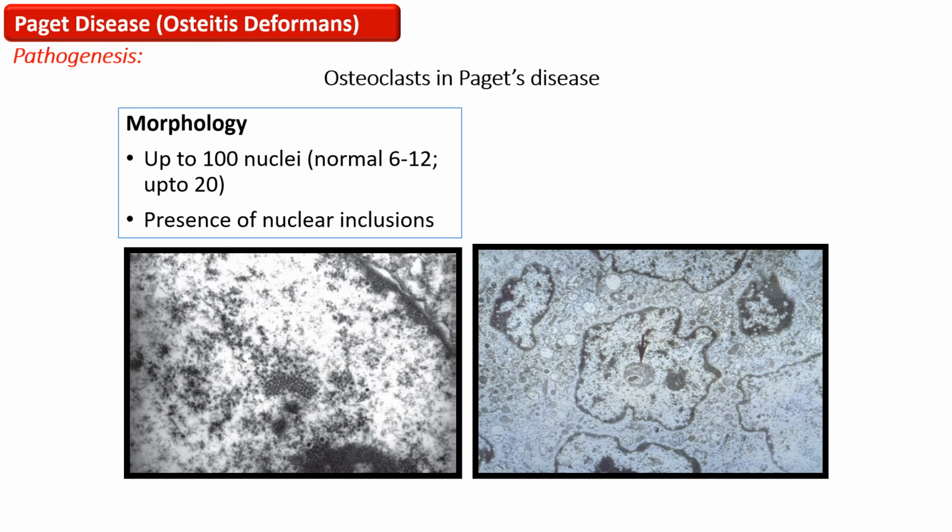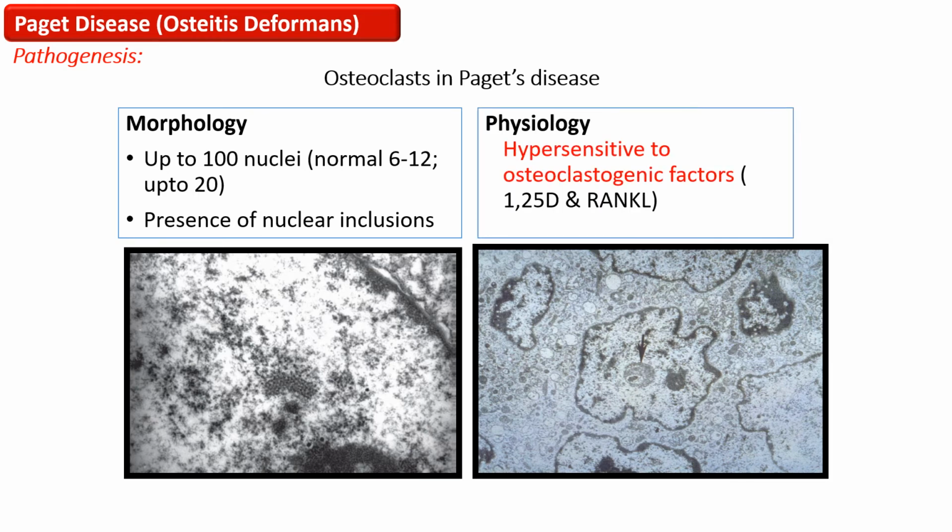So the osteoclasts in Paget's disease have distinct morphology as well as distinct physiology. They have viral nuclear inclusions within them, and these are evident by electron microscopy, as is seen in this picture, an electron micrograph of the osteoclast. And they have multiple nuclei, up to 100 nuclei, and they are also physiologically hypersensitive to osteoclastogenic factors such as vitamin D and RANK ligand.